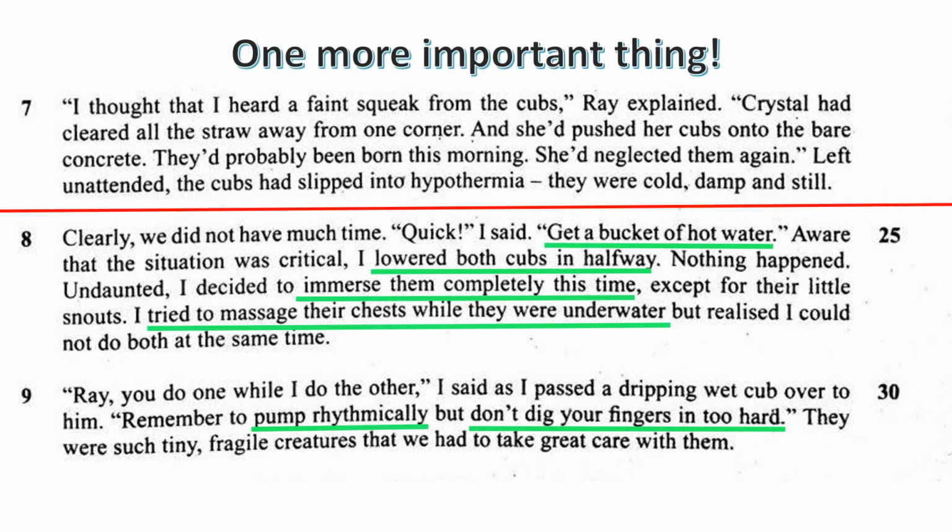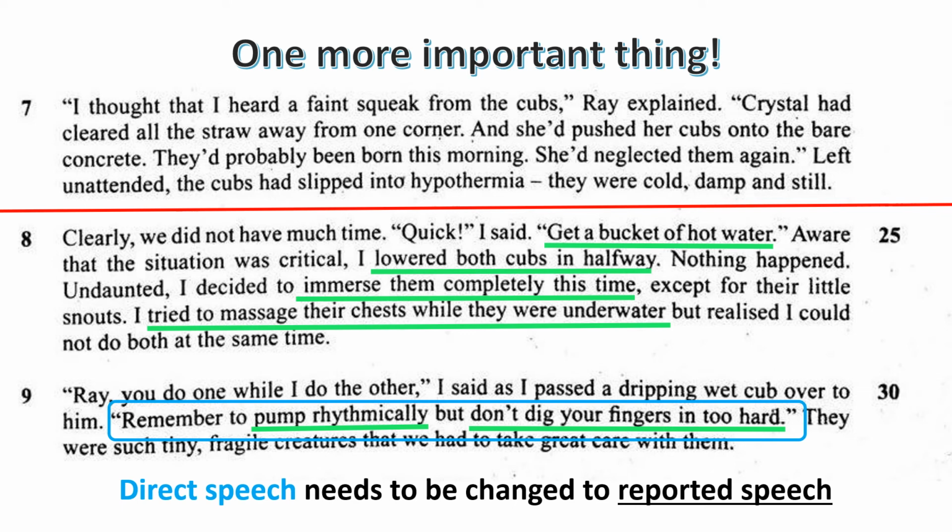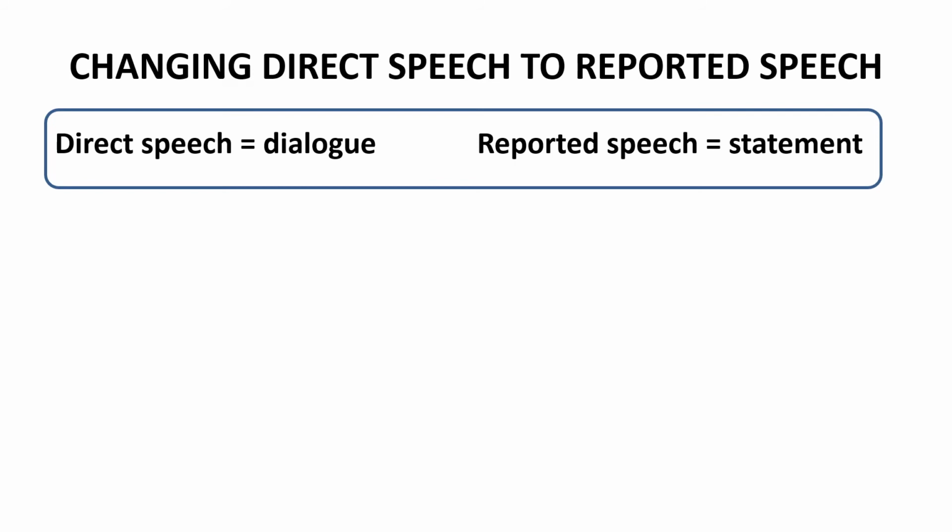Oh, there is one more important thing that you need to know. If you see anything like this, right, a dialogue in a summary text, in a comprehension text, this is what we call direct speech, okay? You need to change it to reported speech. Well, let's see an example. It's easier to show you rather than telling you what it is. Direct speech is dialogue, reported speech is a statement, just like the other sentences in the text earlier.